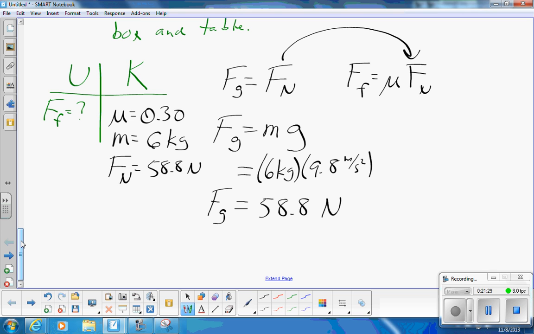Now I can finish the calculation of the friction force by multiplying the coefficient of kinetic friction, 0.30, times the normal force, 58.8 newtons. The force of friction is 0.3 times 58.8, which my calculator tells me is 17.6 newtons. Okay, that's the force of friction.